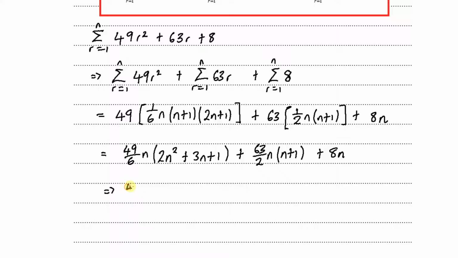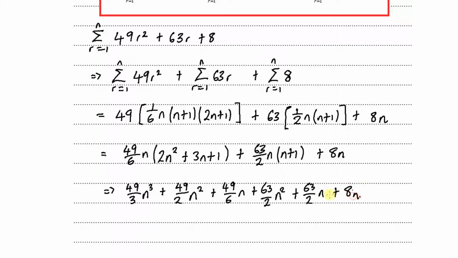Okay, so now we can say 49 over 6n times 2n squared. This is going to give us 49 over 3n cubed. And then 49 over 6n times 3n, this will give us 49 over 2n squared. And 49 over 6n times 1, that will just be 49 over 6 of n. And that's plus 63 over 2n times n, that's 63 over 2n squared. And 63n over 2 times 1, that will be 63 over 2n, and that's plus 8n.